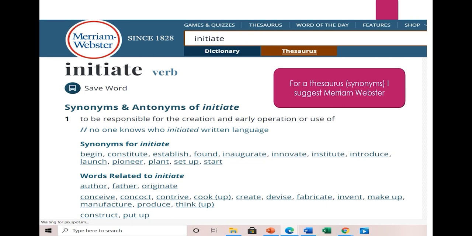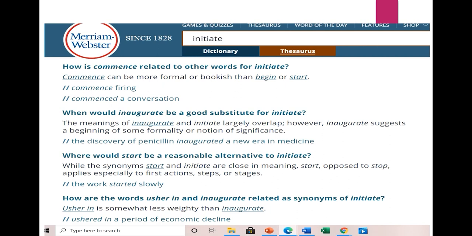words related to initiate, and then they also have, when would inaugurate be a good substitute for initiate? And then it gives you an explanation. Where would start be a reasonable alternative to initiate? It gives you an explanation. How are the words usher in and inaugurate related to synonyms to initiate? So they have a little bit more information about why you might choose one word rather than another. What's the connotation? What's the wider meaning here? Okay.